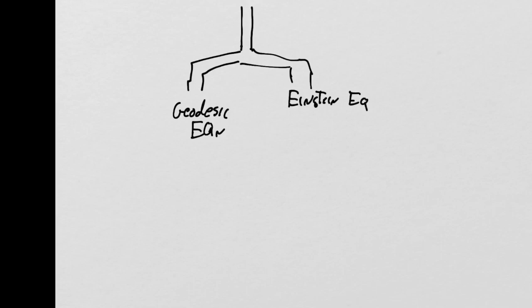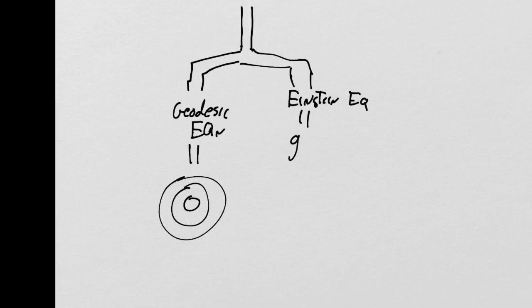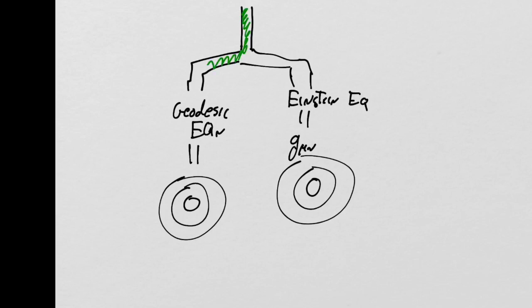And the geodesic equation, we would do geodesics in the Schwarzschild spacetime, which I'll draw like this because it's a spherically symmetric spacetime. And the Einstein equation, we would generate the metric for the Schwarzschild spacetime, right? And then we proceeded and we went down this track here and we went down this track here. We solved the geodesic equations.